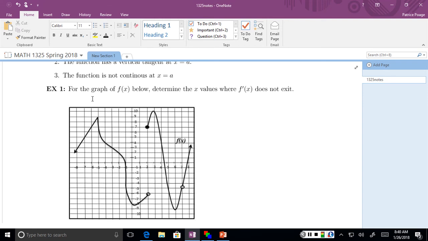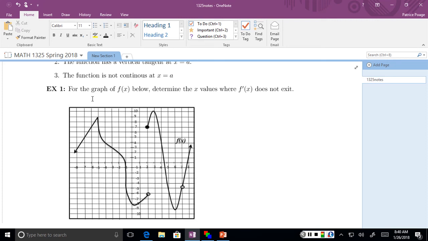The second place is if the function has a vertical tangent. So we know we have positive slopes, negative slopes. Horizontal line is a slope of 0. What happens if it's a vertical line? Undefined. The slope doesn't exist. No slope. That's what vertical tangent means. So if it's going along and all of a sudden, boom, it's a vertical line, there's no slope there. So there's no derivative there, because literally the derivative is the slope.